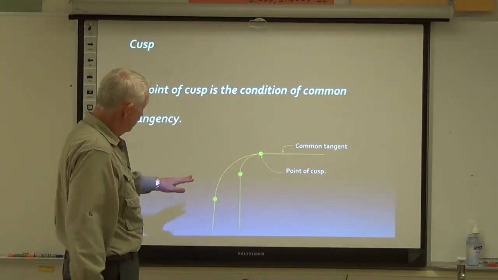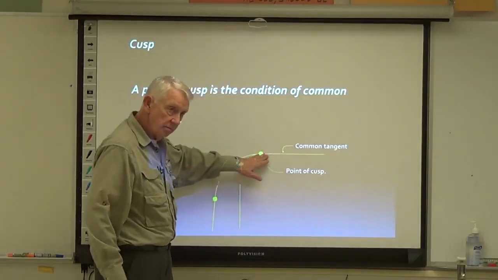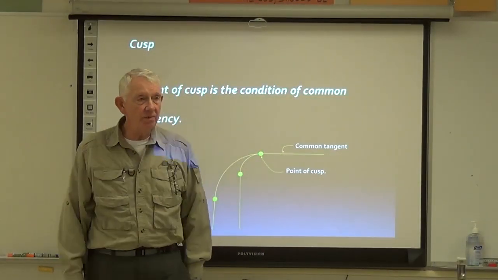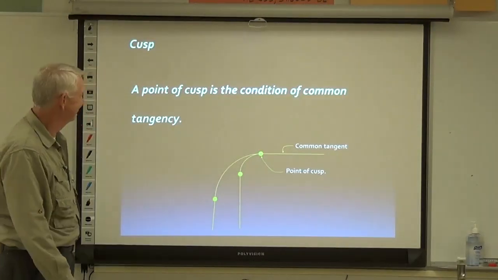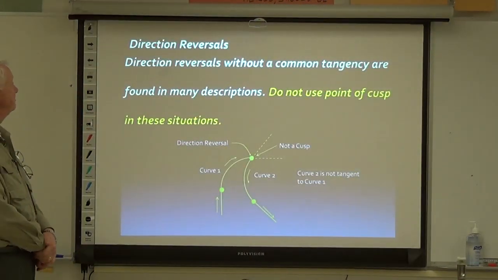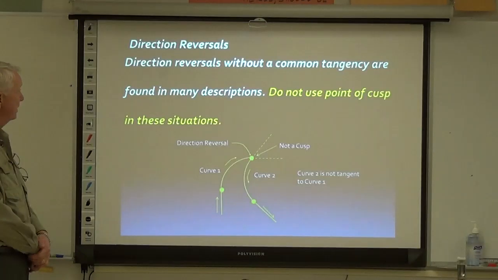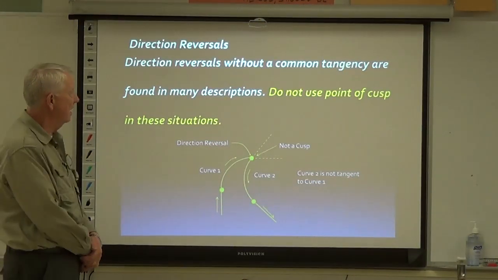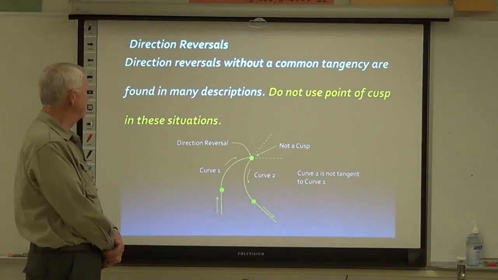Now, remember that the cusp has the common tangent, okay? Look it up in any geometry book or Google it. Direction reversals without a common tangent are found in many descriptions. Do not use point of cusp in this situation.